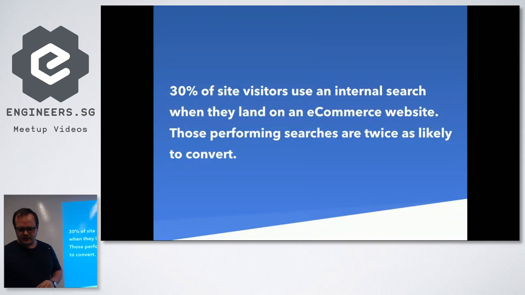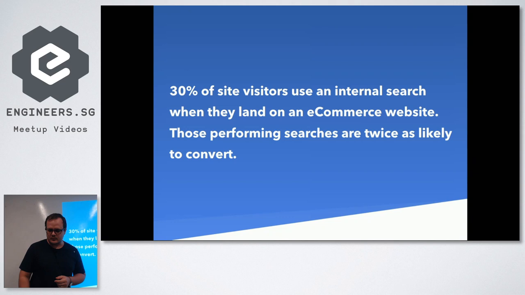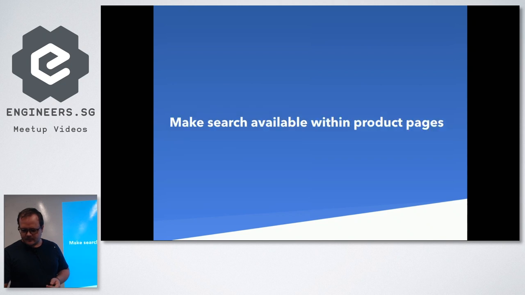So 30% of users will use an internal search when they land on an e-commerce website. So make sure that it's really easy to find. It's at the top of the website and that it returns results. If it doesn't return results, then return some type of related content to that as well. And then you can showcase what you have on offer as well. And make search available within product pages as well.